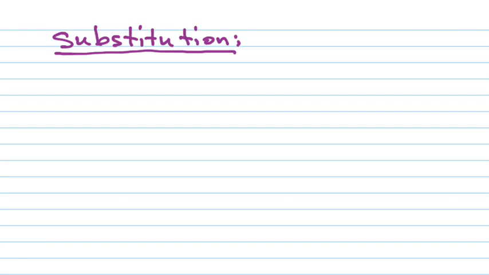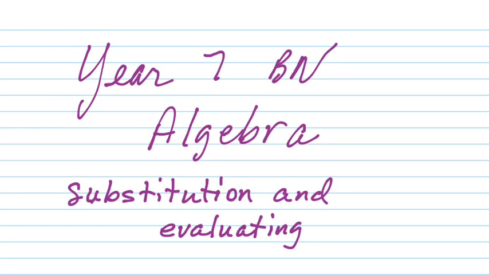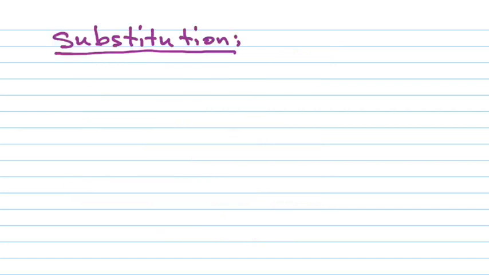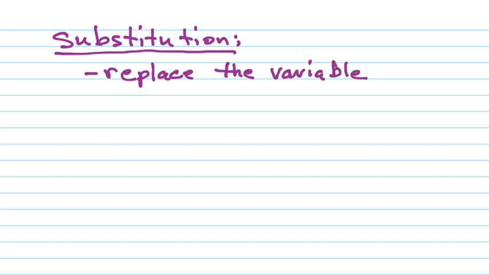You're going to be substituting the variables, okay? So, again, substitution and evaluation, and they both go together. They're very related. So substitution simply means to replace the variable. When I say variable, what do I mean? You mean the letter. The letters, right? That stand for some unknown number. Replace the variable with a given value.